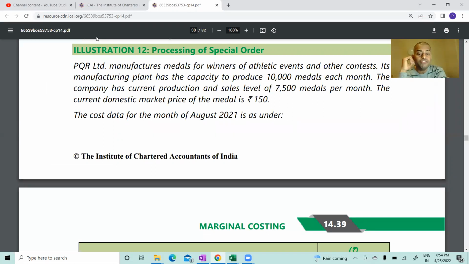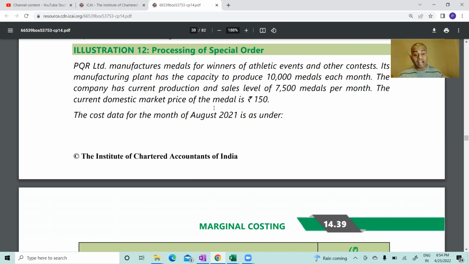PQR Limited manufactures medals for winners of athletic events and other contests. Its manufacturing plant has capacity to produce 10,000 medals each month. 10,000 medals you can manufacture. The company has current production and sales level of 7,500 medals per month. That means 2,500 medals capacity still there. You can manufacture another 2,500 medals also. But because you are unable to sell, you are not producing. So technically, you are utilizing 75% of plant capacity, remaining 25% idle.